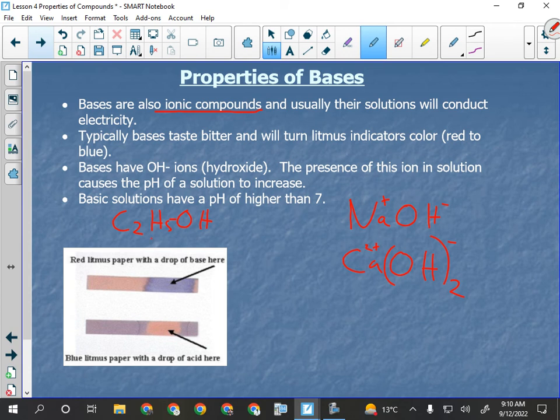Okay, if I put alcohol into distilled water, it doesn't conduct electricity because it stays like this. It's not an ionic compound. All right, so don't just look for OH and go, oh, that must be a strong base. Not unless it's an ionic compound like this one, then it would be a strong base.